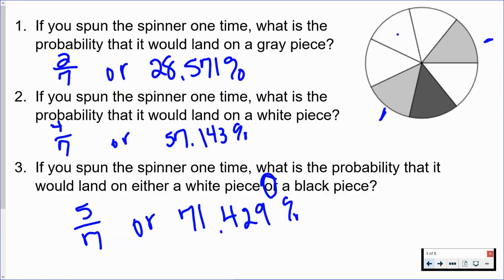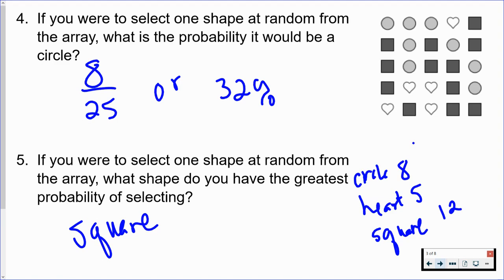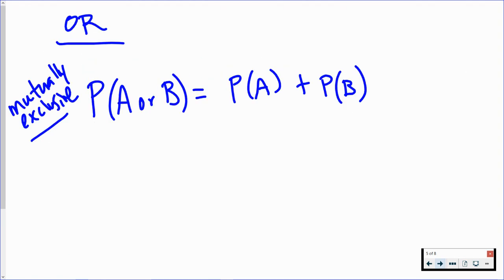So think back again to that spinner problem. We'll go back and take a look at it. There were 4 white pieces out of 7, and there was 1 black piece out of 7. So if we add those together, that's where we get our total of 5 out of 7. That's why that works for the OR equation when they're mutually exclusive. So we just add the probability of the first one plus the probability of the second one.